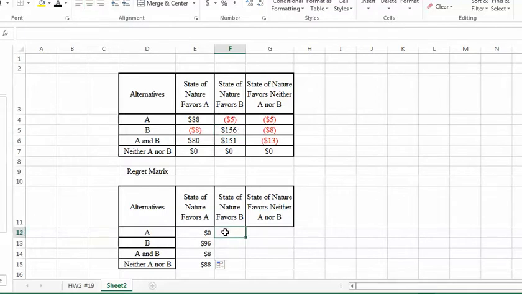I'm going to tell Excel this cell equals the best alternative in this row minus, now remember, I'm doing this for alternative A in a state of nature that favors B, okay? So I want F5, that's the best guy, minus this particular outcome here.